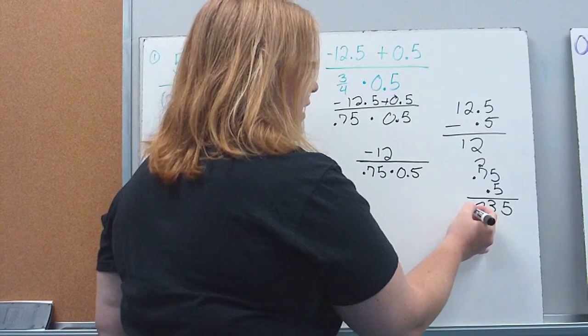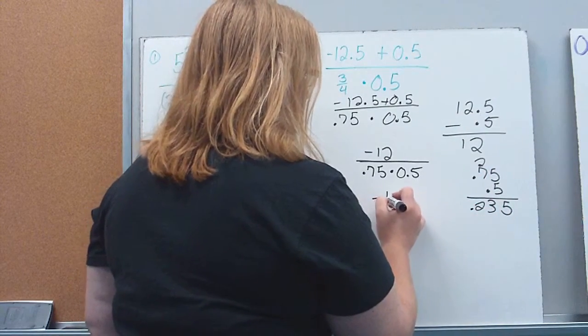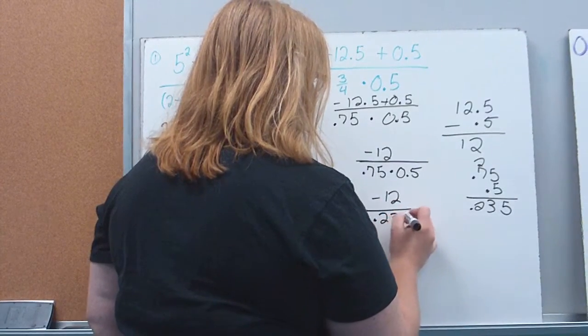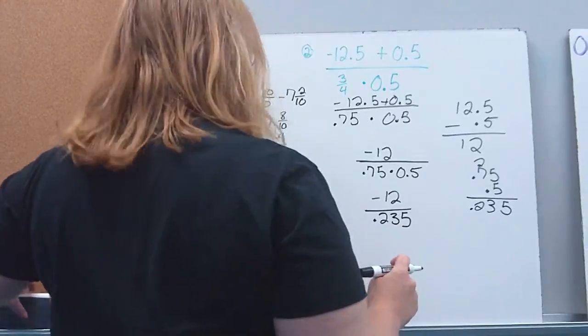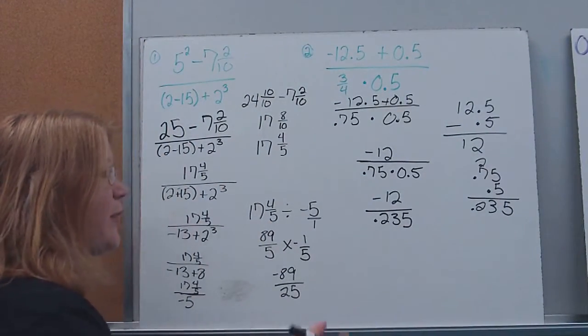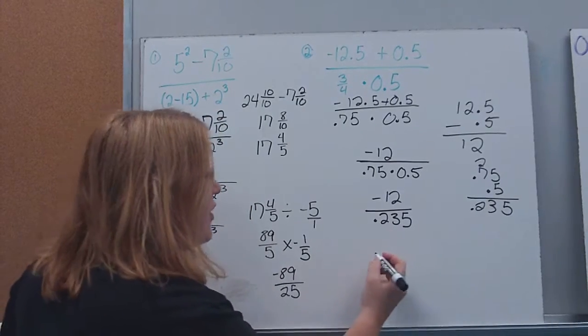Up here, I've got 3. I need 3 in my answer. So I'm going to wind up with negative 12 divided by 0.235. Now, again, I'll do this by hand, it's fine. We're going to do our division.